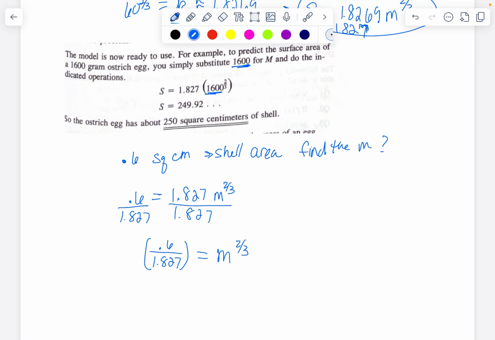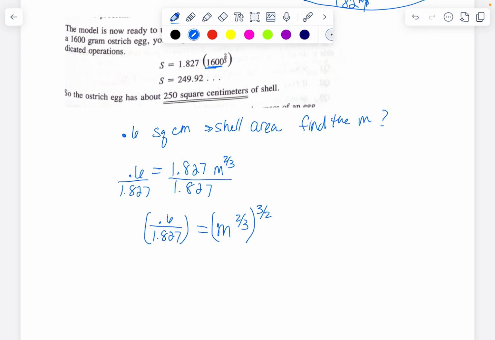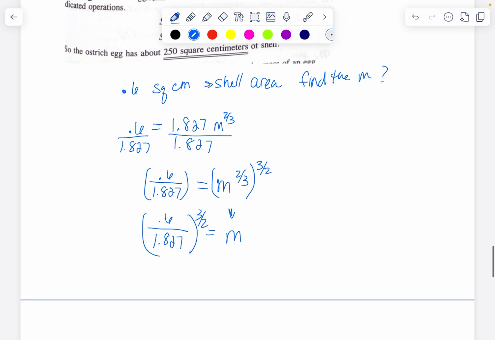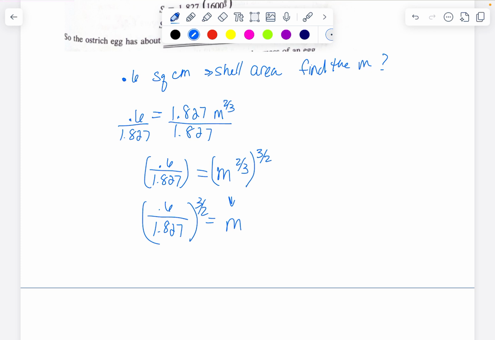Now, using our power rules, if we raise this one to a power, it's multiplying, so we'd raise both sides to a power. We want to raise this to the 3/2, because when we raise 2/3 to 3/2 and multiply them together, we get just straight M. But if I do it to one side, I do it to the other. 0.6 over 1.827 raised to the 3/2, all calculator work. And that will give me the answer of the mass equals 0.19 grams.